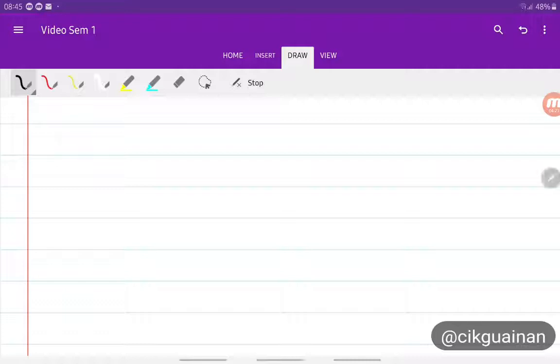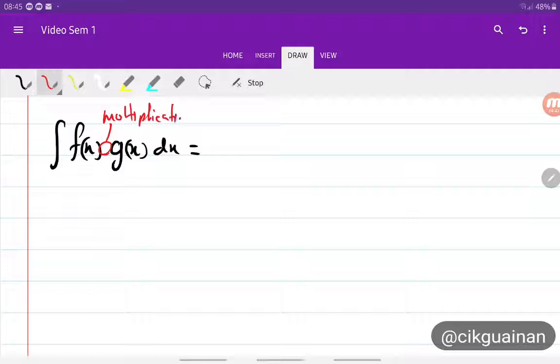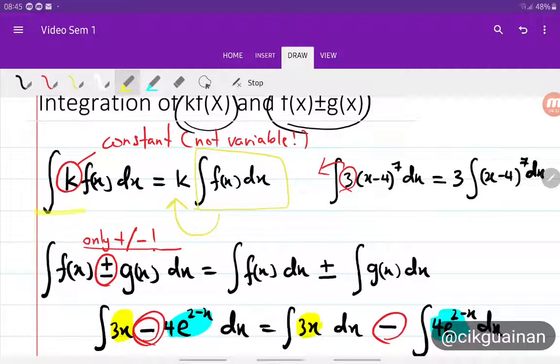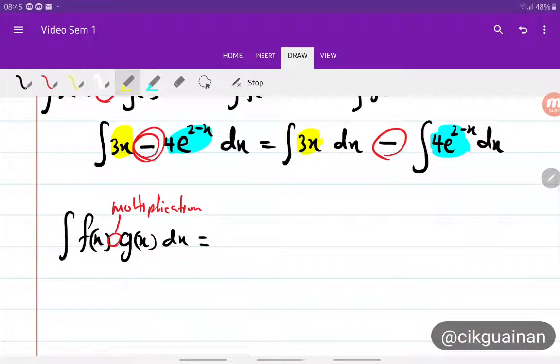You will have an integration in the form of a function multiplied with another function, with respect to x. In this case, you see over here is a multiplication. What you will do is use the first rule here, k f(x), and put f(x) outside and then integrate g(x) with respect to x. So this is wrong.